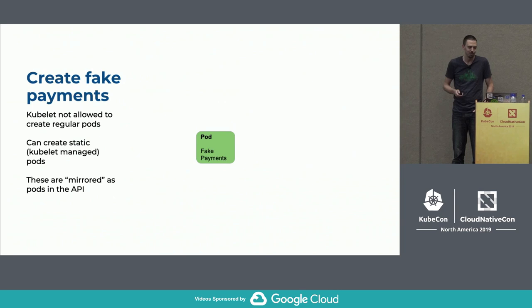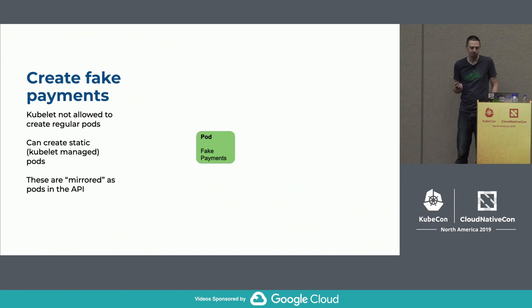So kubelet's just not allowed to create regular pods, but it can create static pods. So we're going to create a static pod, which is basically just like kubelet managing its own pod running on the node. And then these are mirrored in the API. So you may have heard this concept of a mirror pod. And basically, kubelet's creating a pod on its own, and then there's a mirror object that's being created in the API server. So the API server knows what's going on. So if you kubectl get pods, then you can still see these static pods.